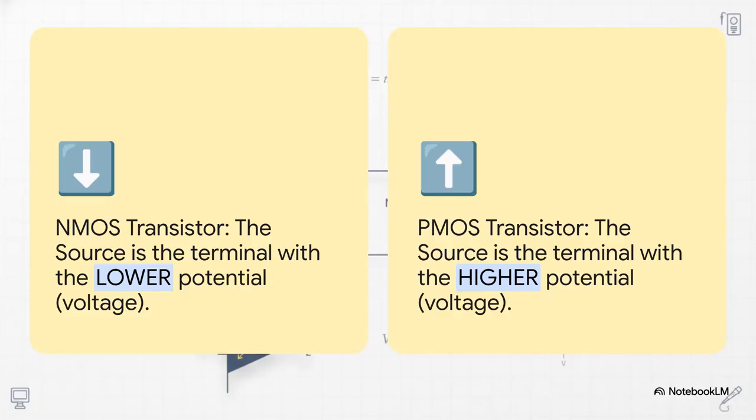Well, it's actually all about voltage. The function of the terminal is determined by its electrical potential. For an NMOS transistor, the rule is simple. The source is whichever of the two terminals is at the lower voltage. The drain is at the higher voltage. For a PMOS, it's the exact opposite. The source is the one at the higher potential. You have to look at the circuit's voltages, not just the drawing.